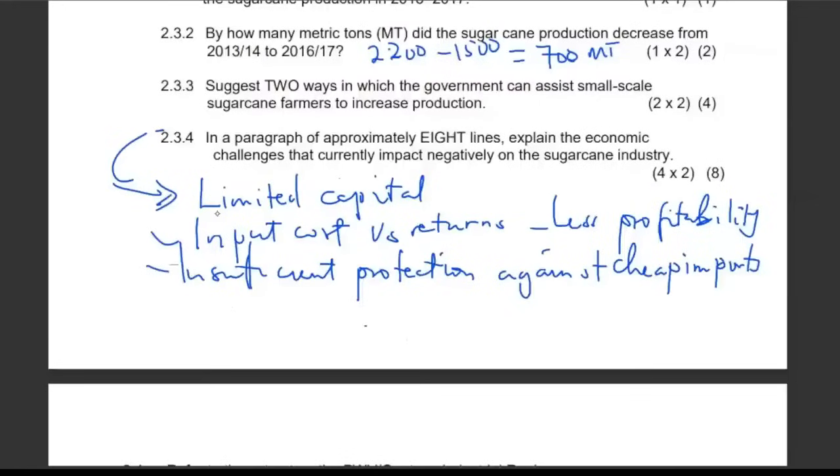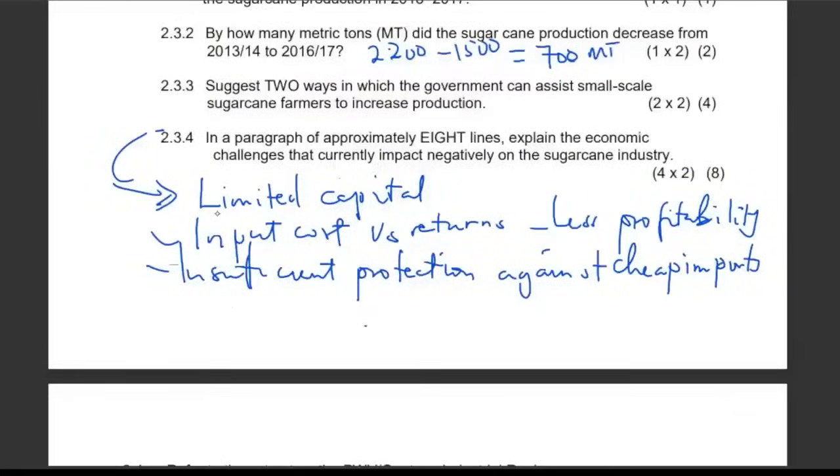So there's insufficient protection by the government against cheaper imports, such that when they get into the local market, the local farmers will lose business because people won't be buying locally produced sugar, for the reason being that it will be more costly compared to the cheaper imported sugar products and sugar resources.